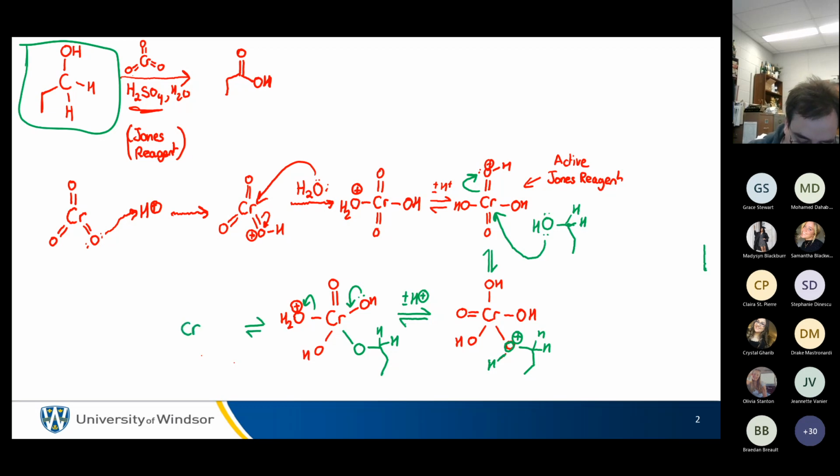And I'm just cleaning up the chromium a little bit here. Oops, I'm keeping the chromium in red. So we're back to a normal chromium making 2 double bonds to oxygen, 2 single bonds to oxygen. Okay.